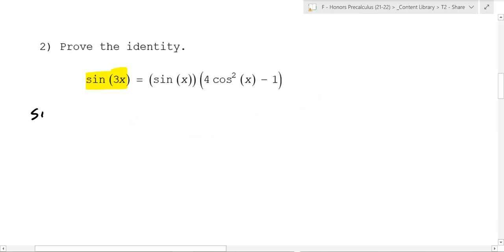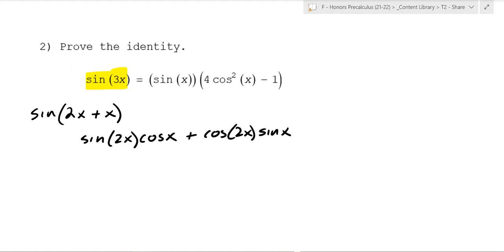What we're going to do here is turn it into 3x is 2x plus x, so that's the sum of two angles. And we know by the definition of the sum of two angles with sine that this is going to equal this right here. And then we're almost there. What can we do next? Well, there is one thing you might recognize right here.